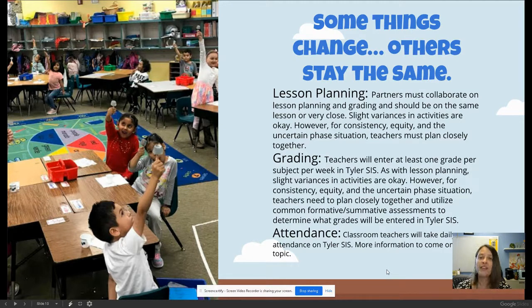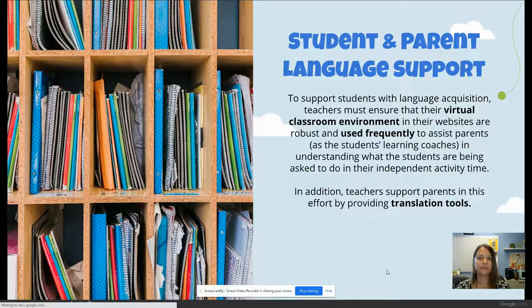However, for consistency, equity, and the uncertain phase situation, teachers need to plan closely together and utilize common formative and summative assessments to determine what grades will be entered in Tyler SIS. Attendance. Classroom teachers will take daily attendance on Tyler SIS. More information to come on this.